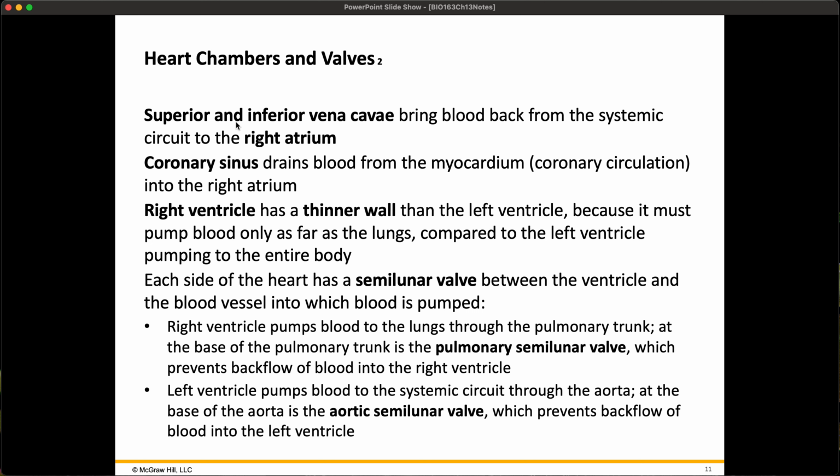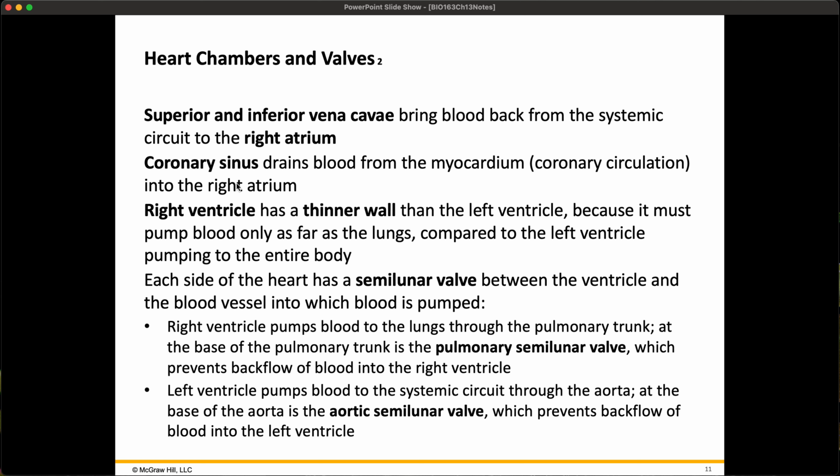So other things, you have superior and inferior vena cava. So vena cava, these are your veins, the large ones. The superior vena cava is bringing blood from the head and the right arm. The inferior vena cava is bringing blood from the entire rest of the body. So they both kind of empty into veins. They get larger and larger until they connect back to those.